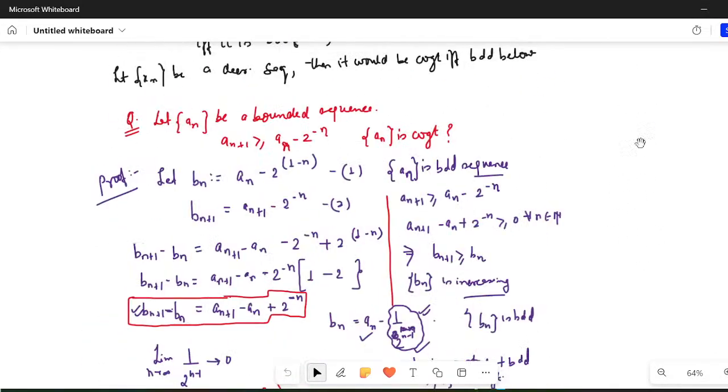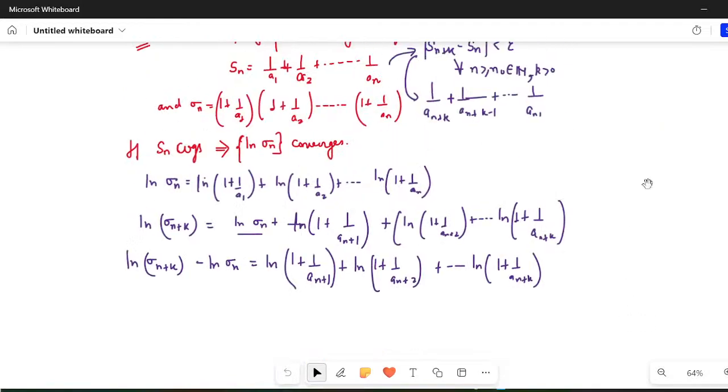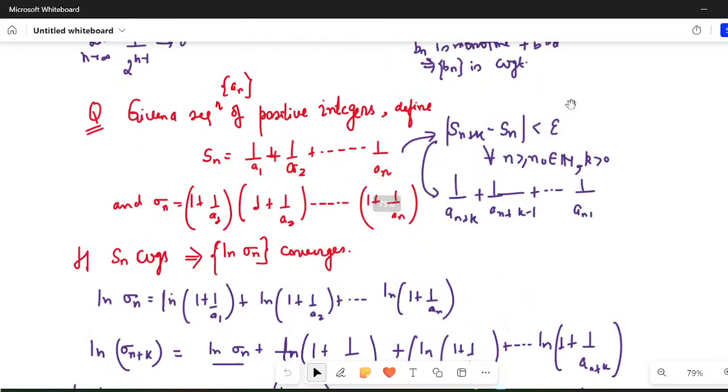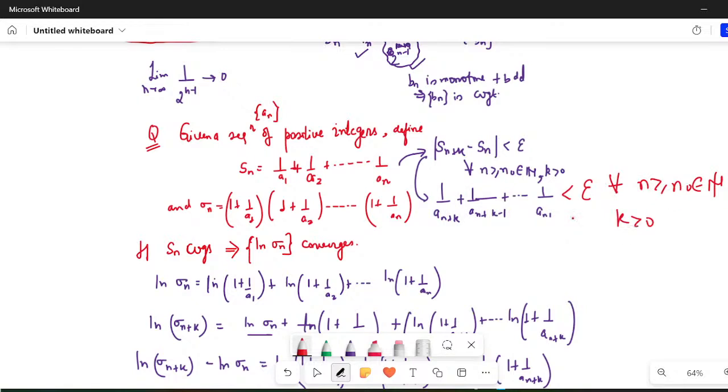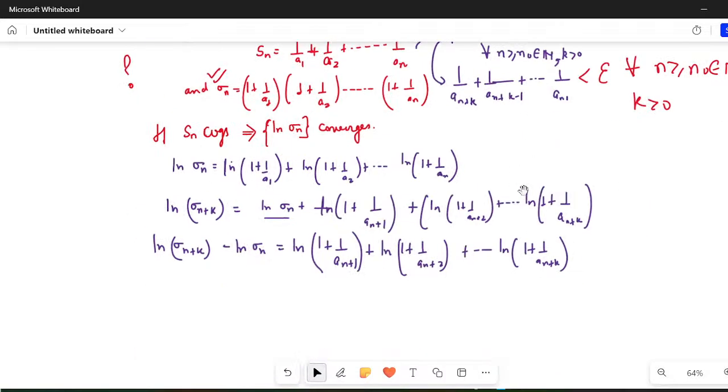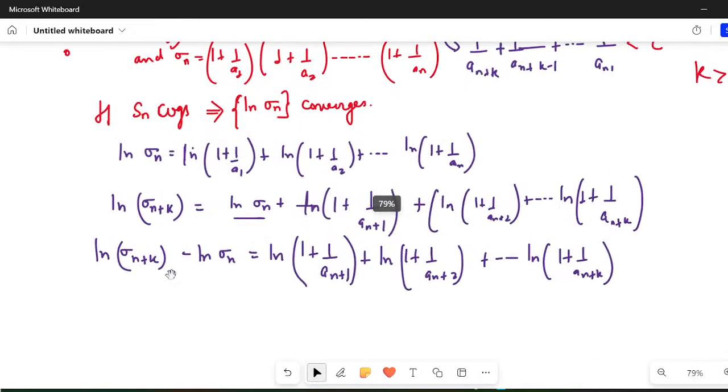See, what was the question being discussed? So modulus of Sn plus k minus Sn less than epsilon implies 1 upon an plus k, plus 1 upon an plus k minus 1, dash dash dash, plus 1 upon an plus 1 can be written less than epsilon, for all n greater than or equal to n naught belonging to the naturals and k greater than 0. Now, what has been asked to you? What can be said about ln sigma n? And actually, I did it this way. I subtracted ln sigma n plus k minus ln sigma n, and I got this.